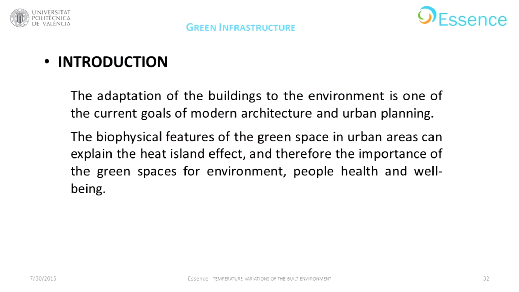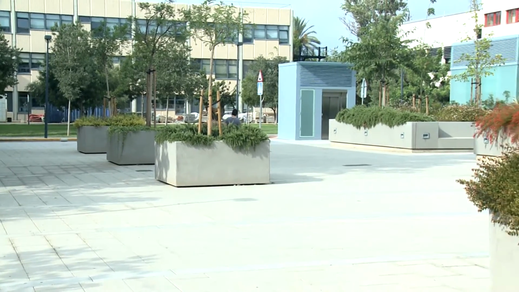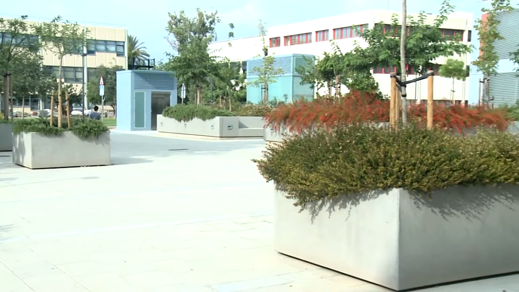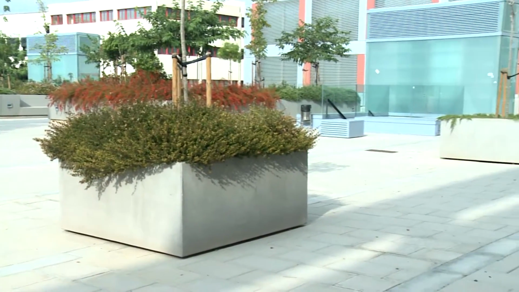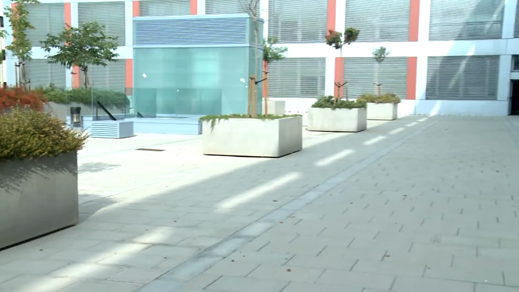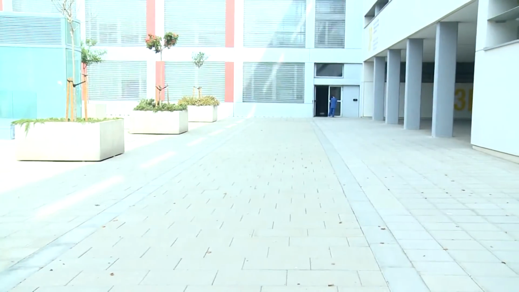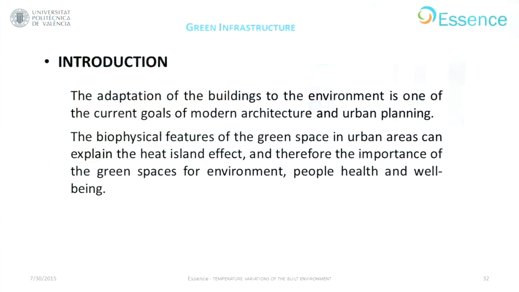Therefore, the biophysical features of the green space in urban areas, through the provision of cooler microclimates, offer potential to help cities adapt to the changed climate conditions. Different measurements were conducted, and it was proved that the presence or absence of urban open space influences the climate conditions. In this way, it can explain the phenomenon of the heat island effect and the importance of green spaces for the environment, people's health, and well-being.